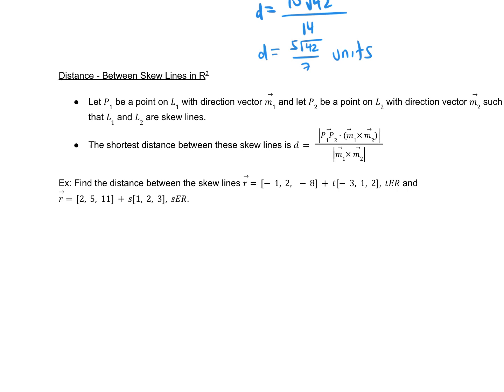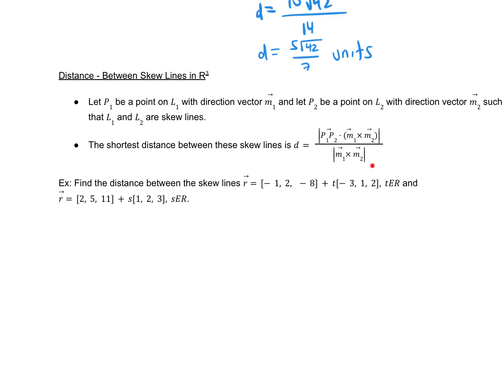So how do we find the distance between them? Now, before we talk about the formula, there are a few things that we need for notation. When you're given your two lines, you'll be given them in vector equation format. And when you're given those vector equations, you'll know a point on the line and you'll know the direction vector. So your first line will have P1 as the point you know and M1 as that direction vector. Your second line will have P2 for the point and M2 for the direction vector.